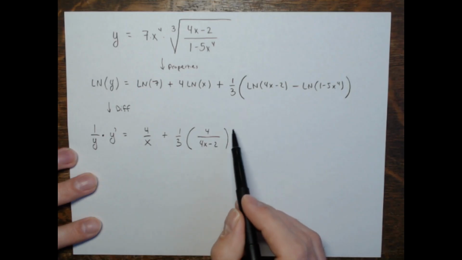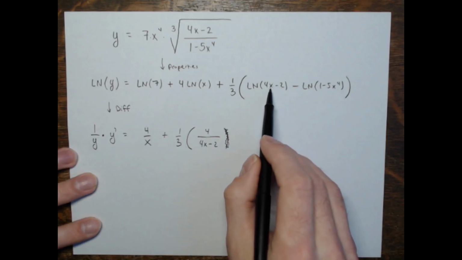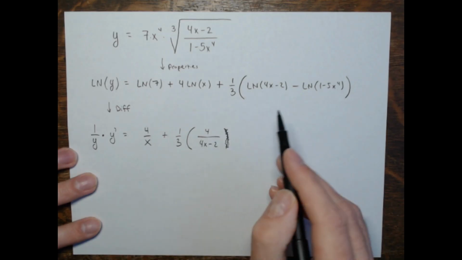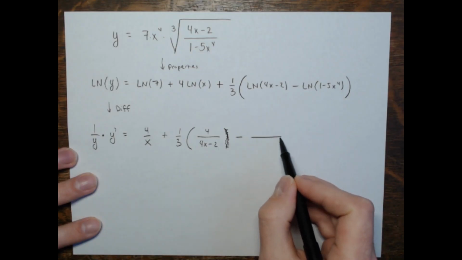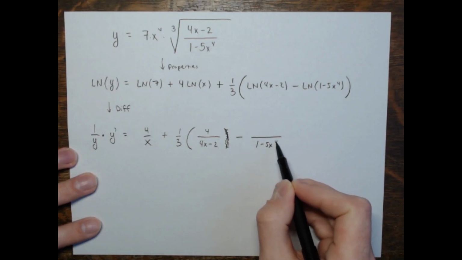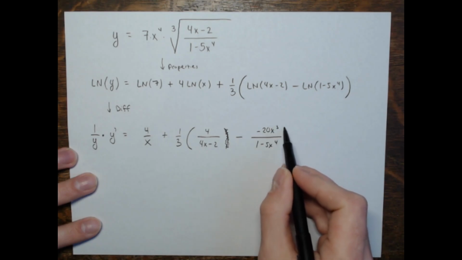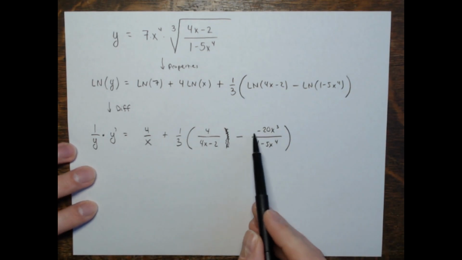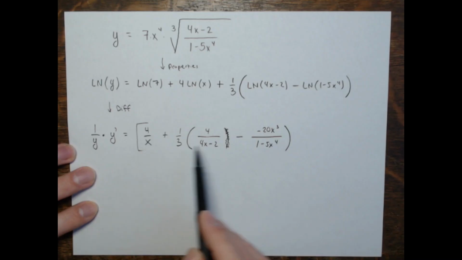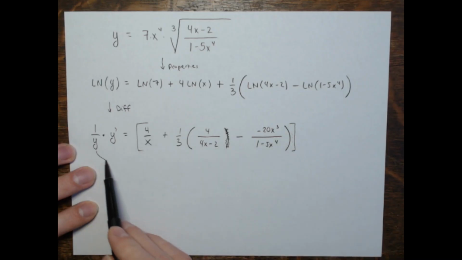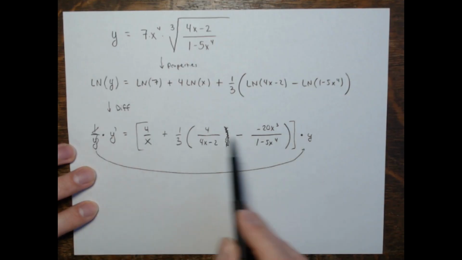Don't close the parentheses yet, because this would be 1 over 4x minus 2, but then times 4. And then minus 1 over 1 minus 5x to the 4th times negative 20x cubed. So I'll make that plus 20. And then I'm taking this whole thing, everything, times y, and that'll get rid of this: y prime equals that.